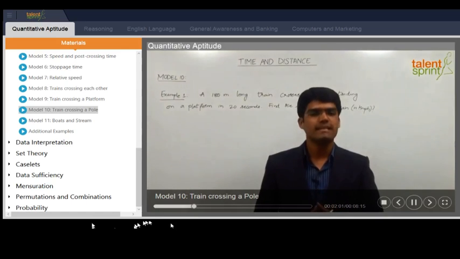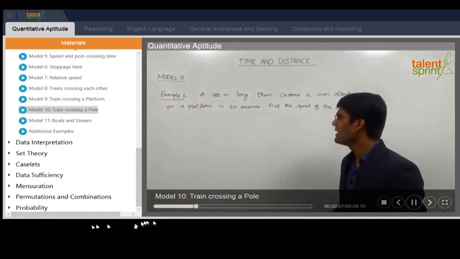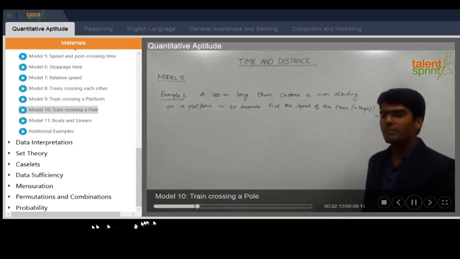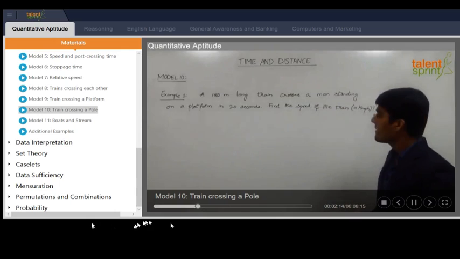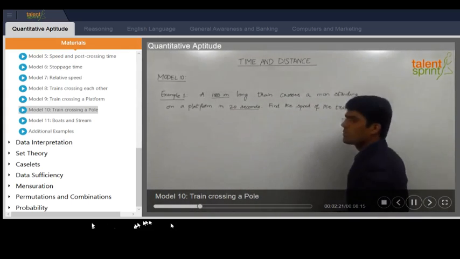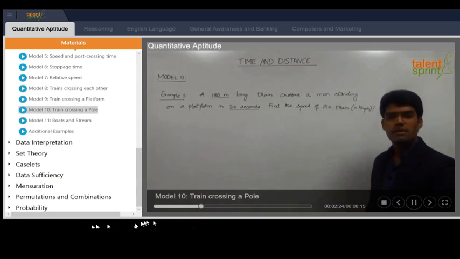Let us now take an example on the model where a train is crossing a stationary object of negligible length. The question here is, a 180-meter long train crosses a man standing on a platform in 20 seconds. Find the speed of the train. So very clearly, the length of the train is 180 meters and the time taken to cross the man is 20 seconds. We are supposed to find out the speed of the train.